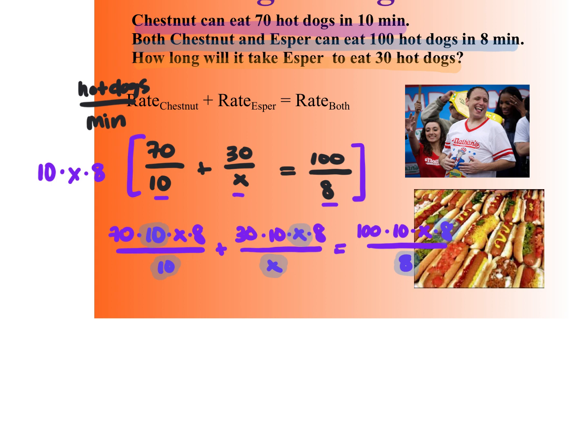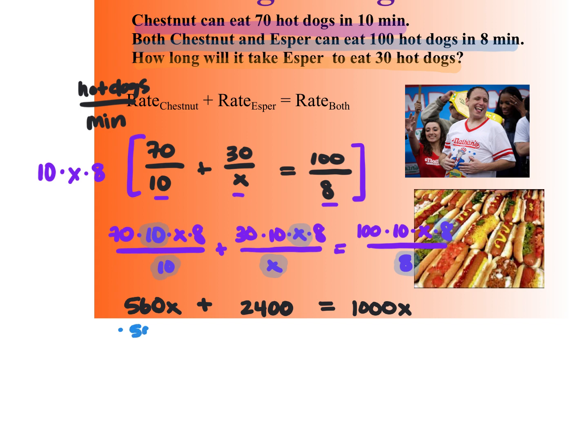So in that first term, we have 70 times x times 8. That's going to give us 560x. My x has disappeared in the second term. 30 times 10 is 300, times 8 gives us 2400. And on the right hand side, our 8's have disappeared. We're left with 1000x. And now I have a linear equation without any denominators.